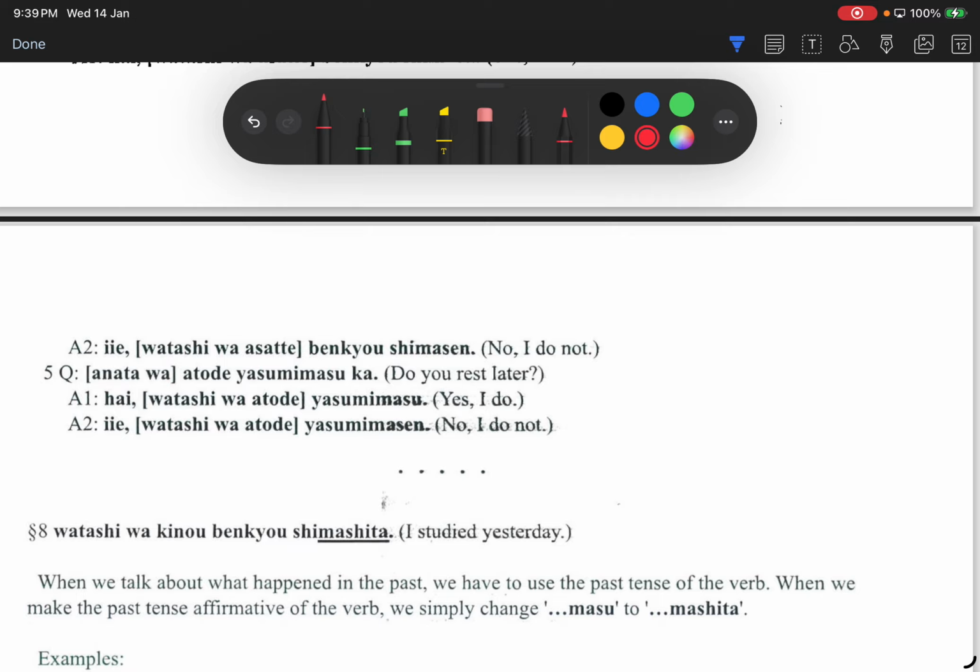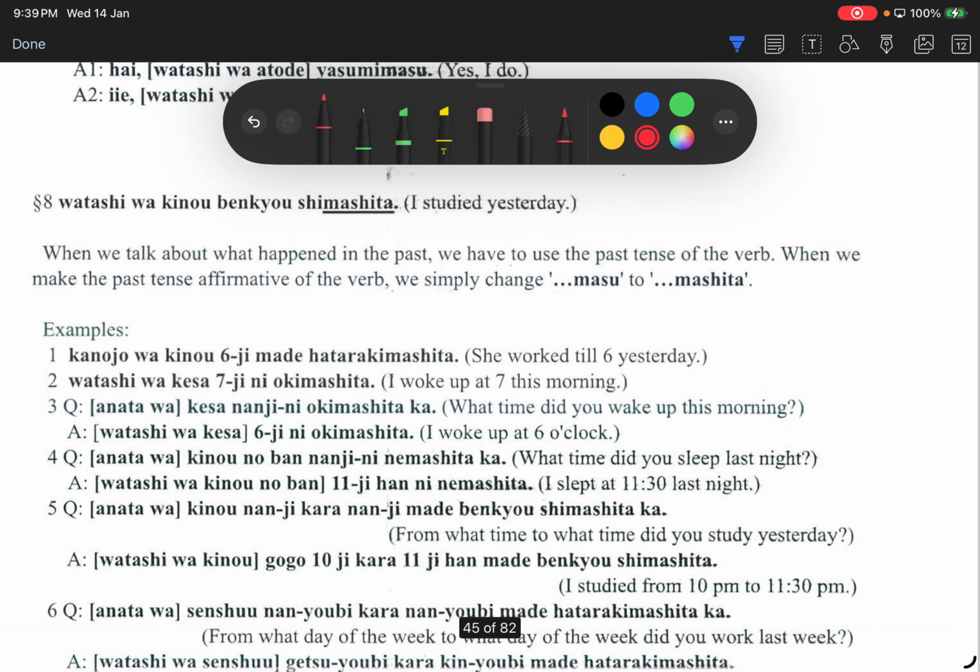Good. Number 8. This chapter has a lot of grammar forms. Number 8. 私は昨日勉強しました. So now our masu must change to mashita. Mashita means past tense. So for example, okimasu, okimashita. Okimasu means to wake up. Okimashita means to have woken up. You already woke up already. That means it was in the past.